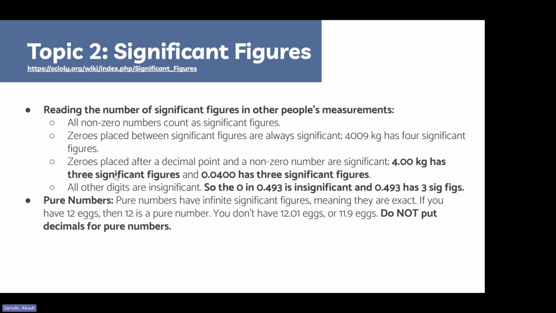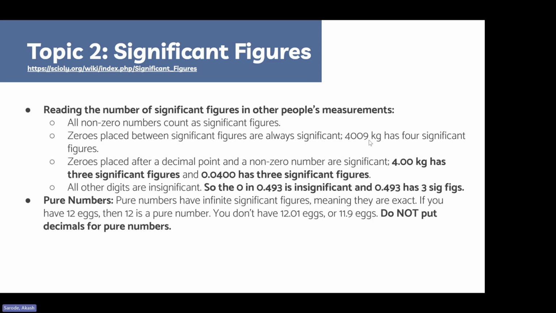So basically, significant figures, it's a concept used to make sure that your data has the correct amount of decimal places or significance of data. So to figure out how many significant figures are in a measurement, these are the basic rules. So all non-zero numbers are significant figures. So if there's a digit 1 through 9 in a number, then that's definitely a significant figure.